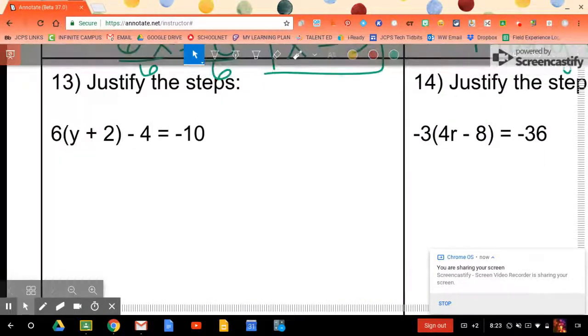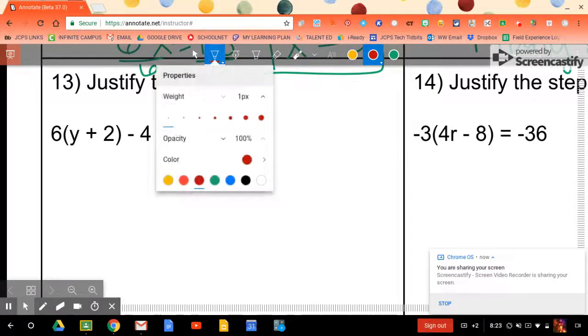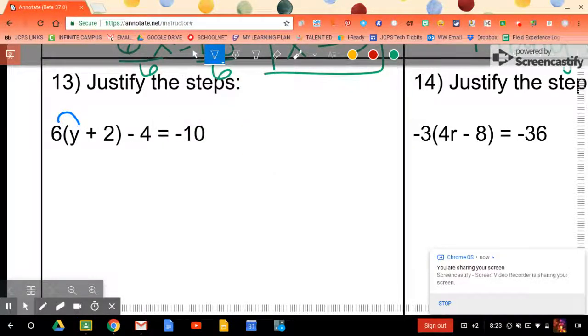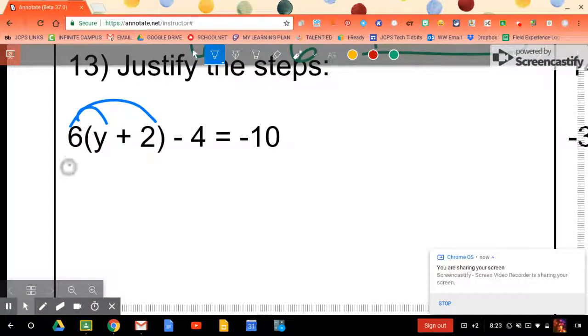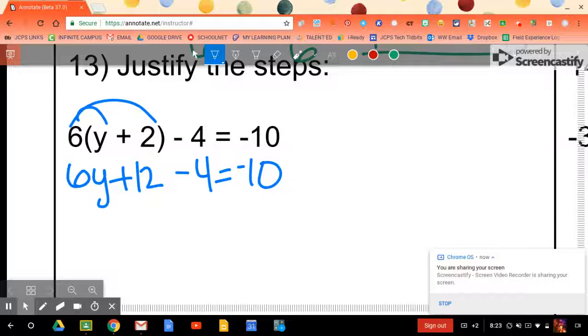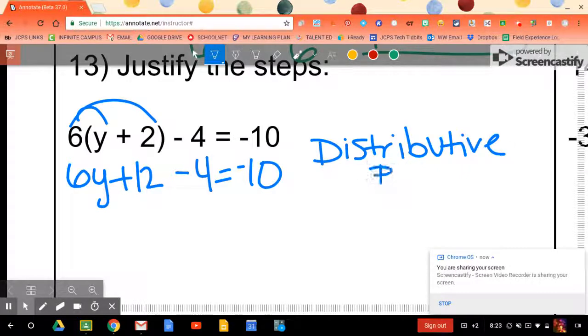Okay, the next problem, you are just justifying your steps. So on this, your first step is to do the distributive property. So you'll get 6y plus 12 minus 4 equals negative 10. And this is the distributive property.